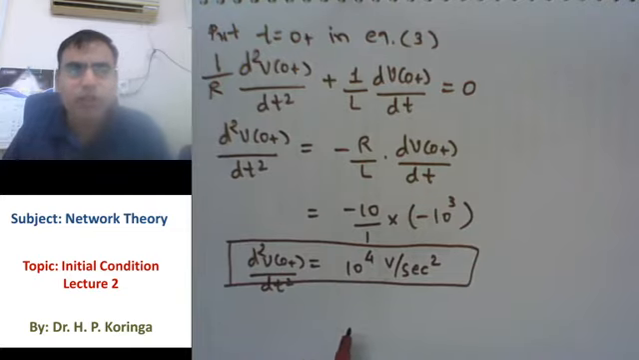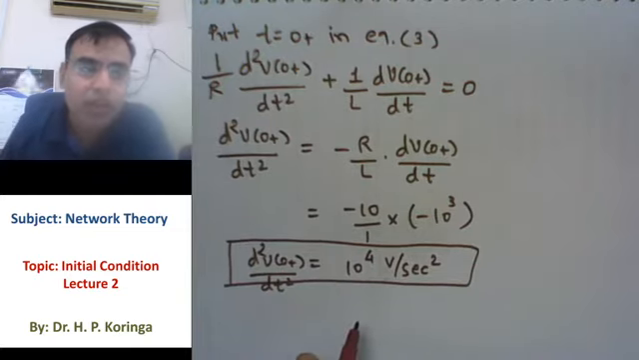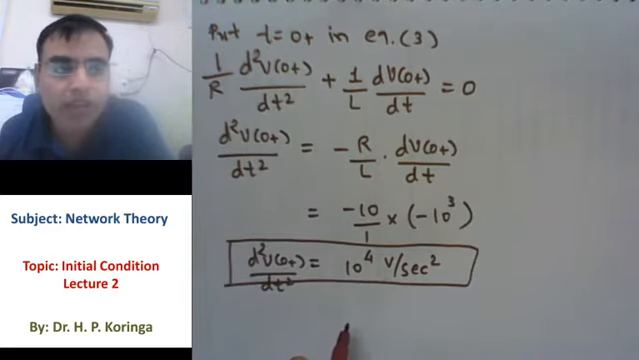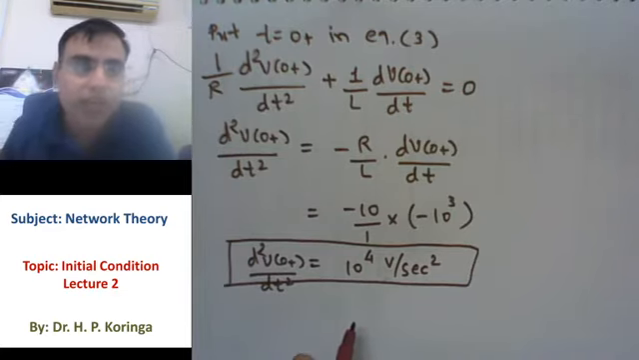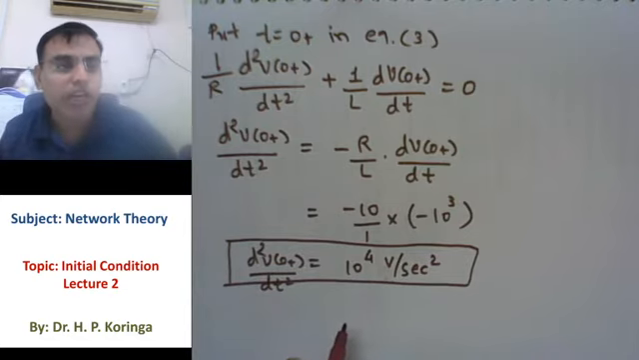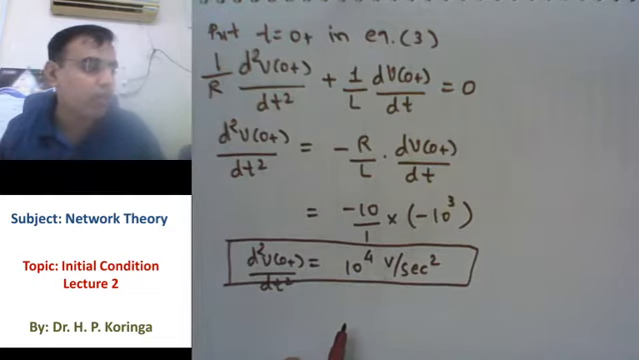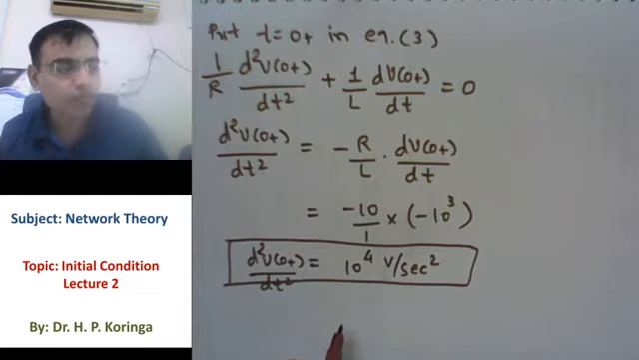Let me take one more example in which we have to find not only the t equal to 0 plus equivalent current and voltage, but also at t is equal to infinite time. What is the equivalent current and voltage at a steady state condition? So let's take one more example in which we have to find the steady state condition at t is equal to infinite time also.